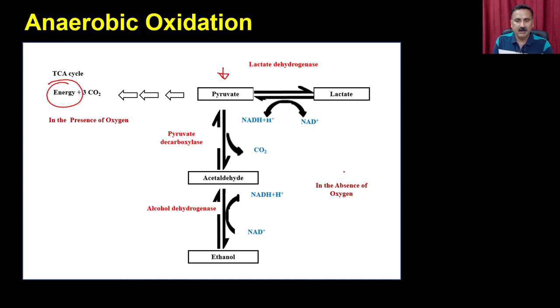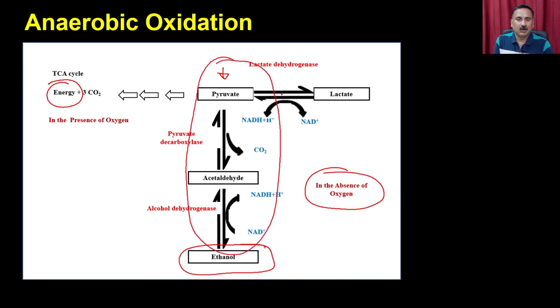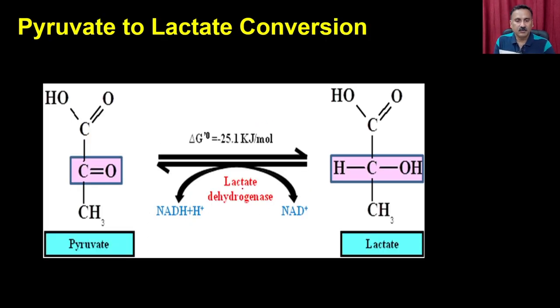Whereas in the absence of oxygen, the pyruvate is going to be converted either into the lactate, or into the ethanol. And this is the pathway where you will see that a lot of the oxidoreductase enzymes are involved. For example, when the pyruvate is getting converted into lactate, that is being catalyzed by the lactate dehydrogenase, and you are going to use the NADH as a cofactor. So that is the reaction catalyzed by one of the classical oxidoreductase enzymes, the lactate dehydrogenase, which is converting the pyruvate into the lactate.